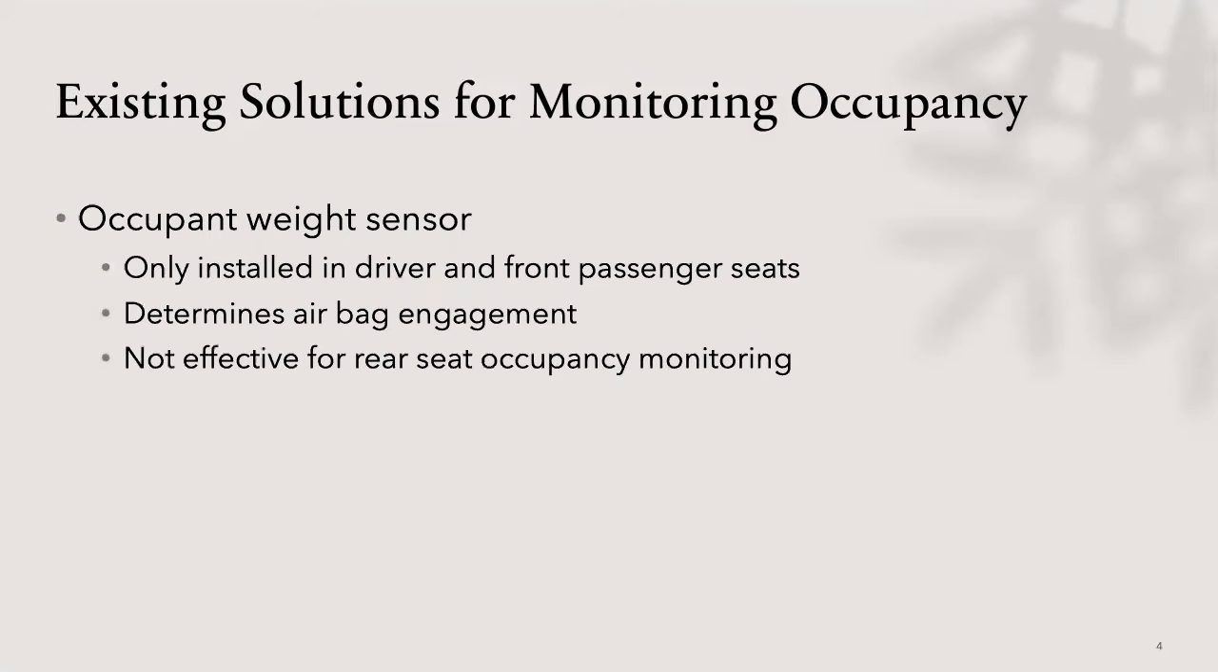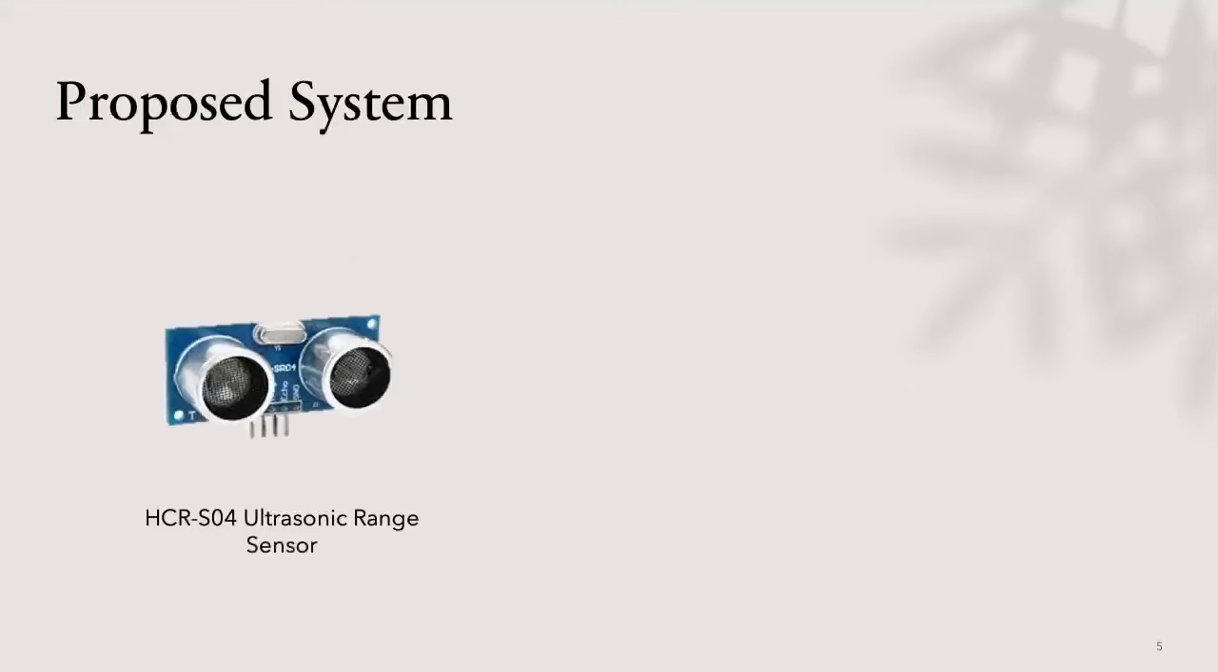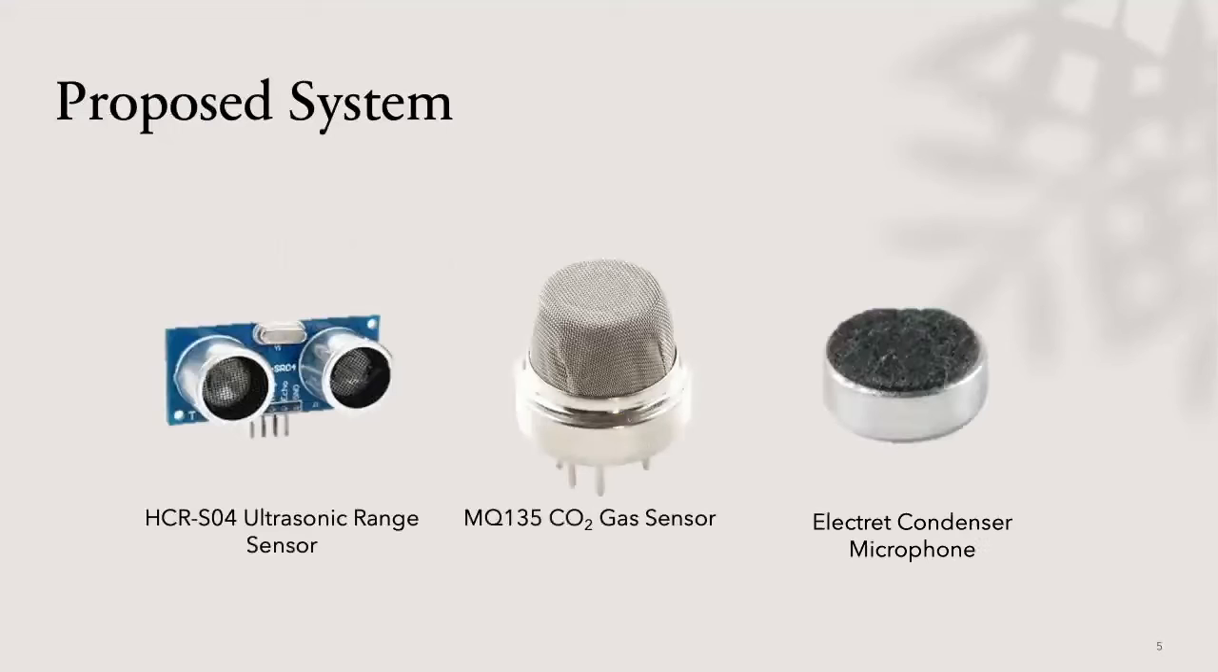These aren't really effective for the rear seats because they can't tell the difference between an object that's sitting on the seat versus a child, for example. So obviously, if we want to detect occupancy other than the front two seats, it's just not going to work for us. So with my proposed system, I have three sensors: an ultrasonic range sensor, a gas sensor, and a microphone.